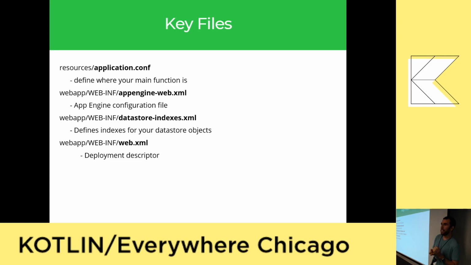Next up is your Datastore indexes. So Datastore, it's a database. You have indexes that you want to query on. So you just have to go set up those. And then the web.xml is your deployment descriptor. I generally just stuck with the default. This is another one that Google Cloud will provide you. But again, DevOps people will probably tell me that there's a better way to do this.